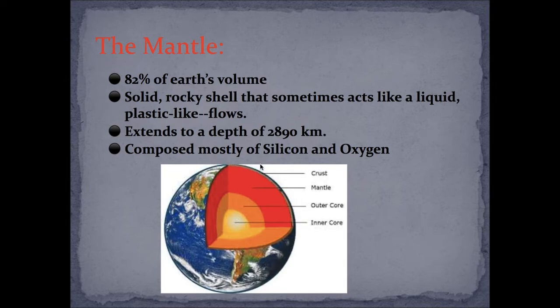It is composed of mostly silicon and oxygen, and it extends to this depth, 2,890 kilometers. I don't necessarily need you to remember those details, but I do want you to remember that it's the majority of the volume and that it's solid, but it's flexible. All right?